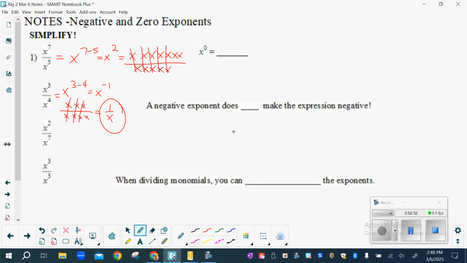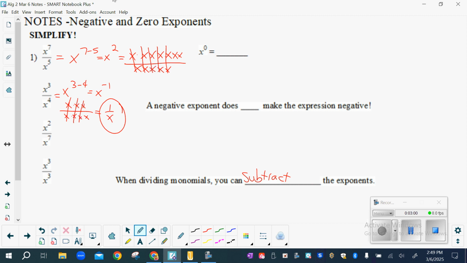So when dividing monomials, you can do what with the exponents? What do we just do with the exponents? Subtract. So you can always subtract the exponents when you're dividing.